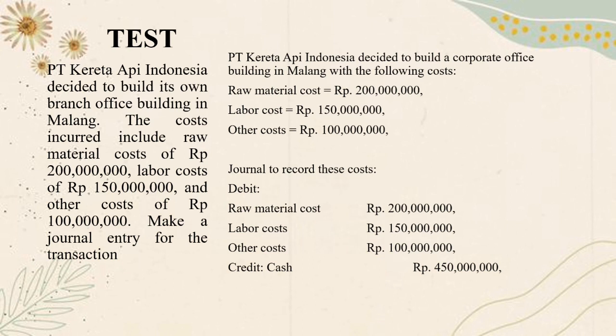So that we know, PT Kereta Api Indonesia decided to build a corporate office building in Malang with the following costs. There is raw material cost of 200 million, the labor cost is 150 million, and the other cost is 100 million. So the journal to record this cost is in debit, there is raw material cost, the amount is 200 million, labor cost, the amount is 150 million, and other cost is 100 million. And in credit cash, the amount is 450 million.